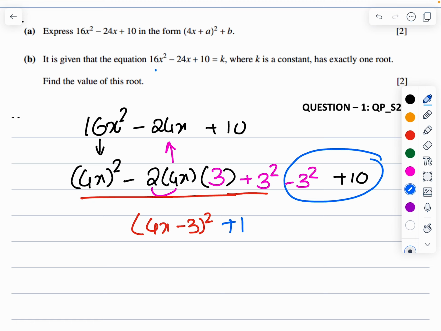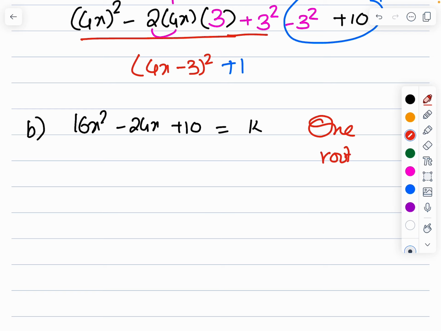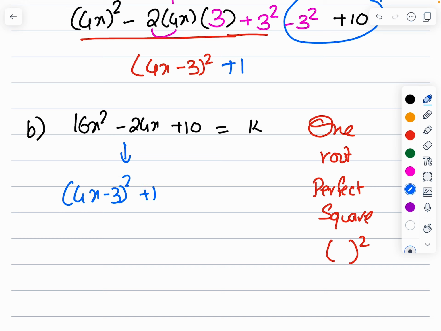It is given that 16x square minus 24x plus 10 equals k has only one root. It says only one root, means it is a perfect square. Only a whole square is there. This one, we have just now written as 4x minus 3 whole square plus 1 equals k. So if k and 1 can cancel, then it becomes a perfect square.